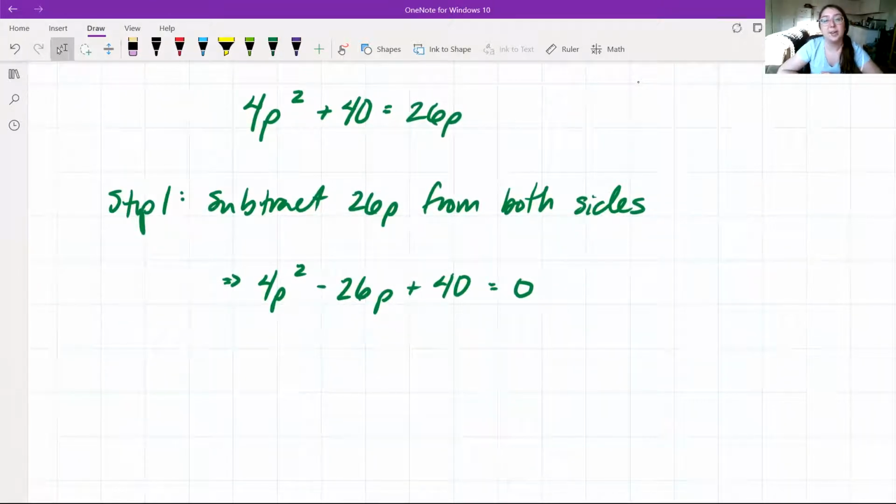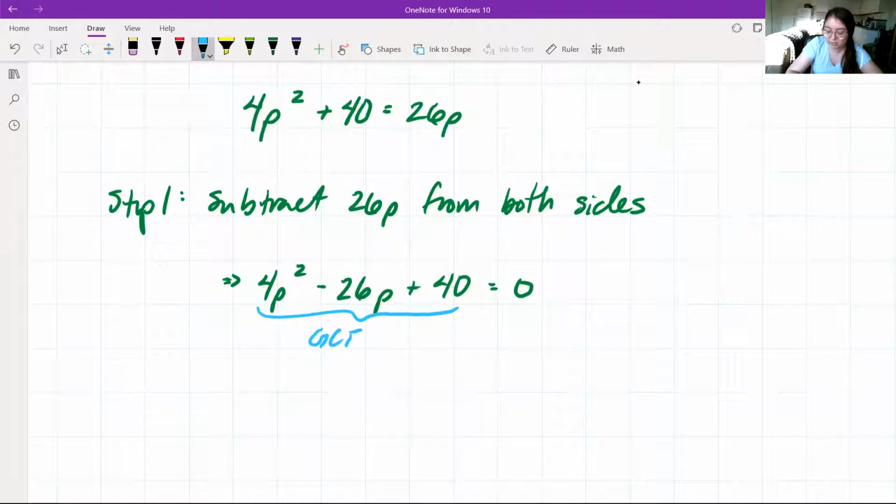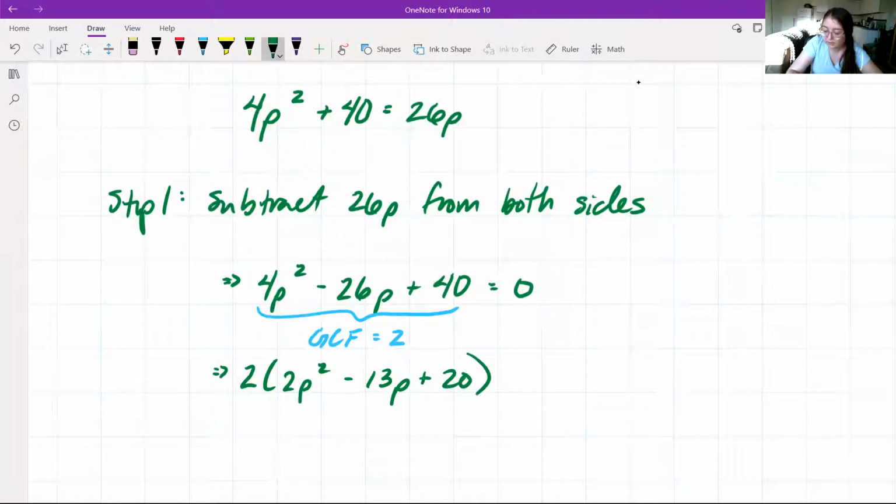And now we see we have a greatest common factor. The greatest common factor is going to be 2. So let's go ahead and factor out 2. We want our quadratic equation to be in its simplest form. So this will give us 2 times 2p squared minus 13p plus 20 is equal to 0.